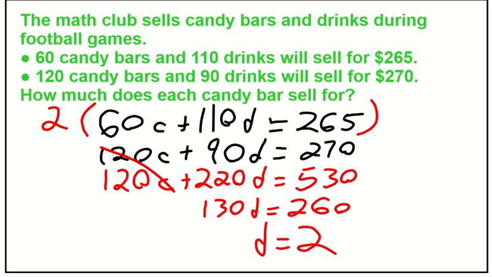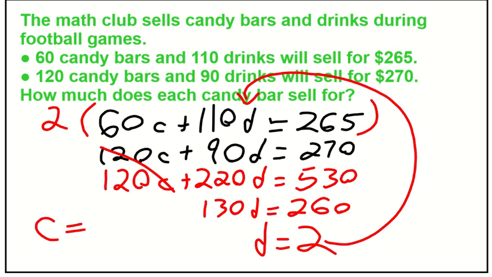If we take it and we plug it back in, use the original one there in black, 110 times 2 is 220. If I subtract that from the other side, that gives me 45. And then I divide by 60. 45 divided by 60 is giving me 0.75. Everybody kind of follow on that?